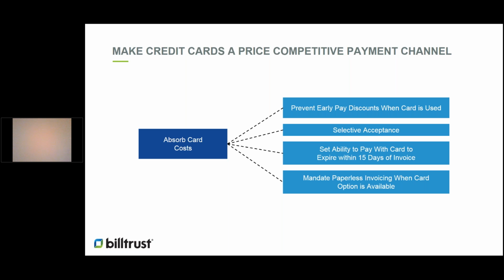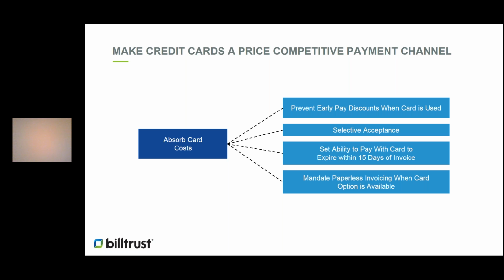For one, you could prevent early pay discounts when a credit card is used by your customer. And this makes a lot of sense, right? Because you wouldn't want to get into a situation where a customer is paying early, they're earning an early pay discount, and then you're also incurring the interchange fee because the credit card was used. So you want to avoid being double charged for that single transaction. By preventing early pay discounts when a card is used, you're only paying for that interchange fee. You're not also discounting the invoice as well and losing more money.